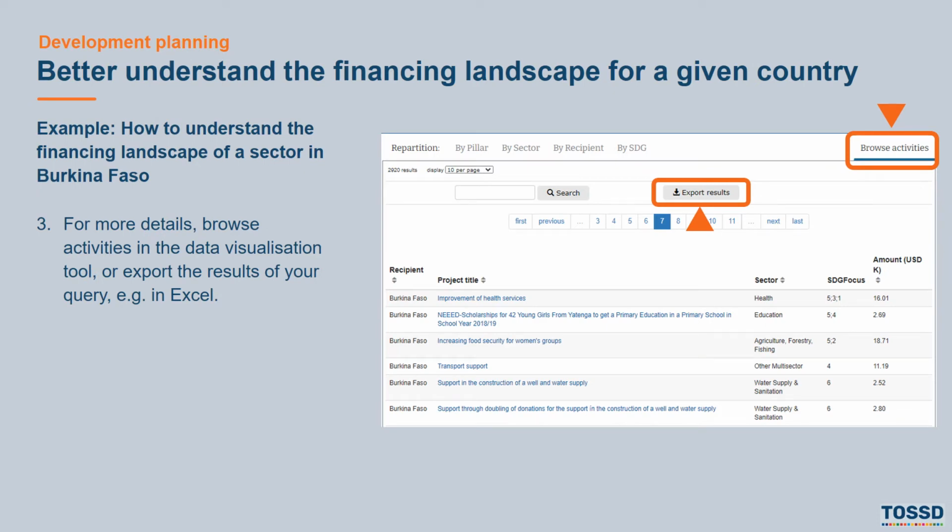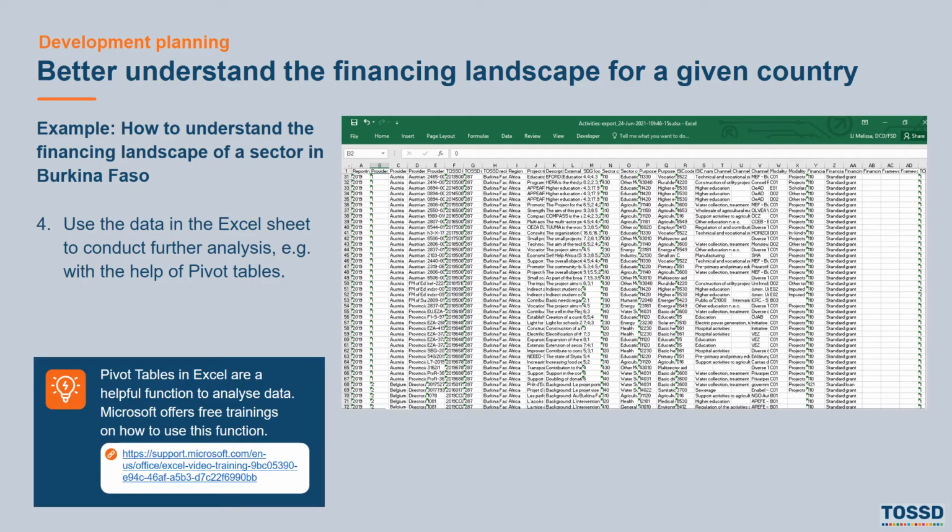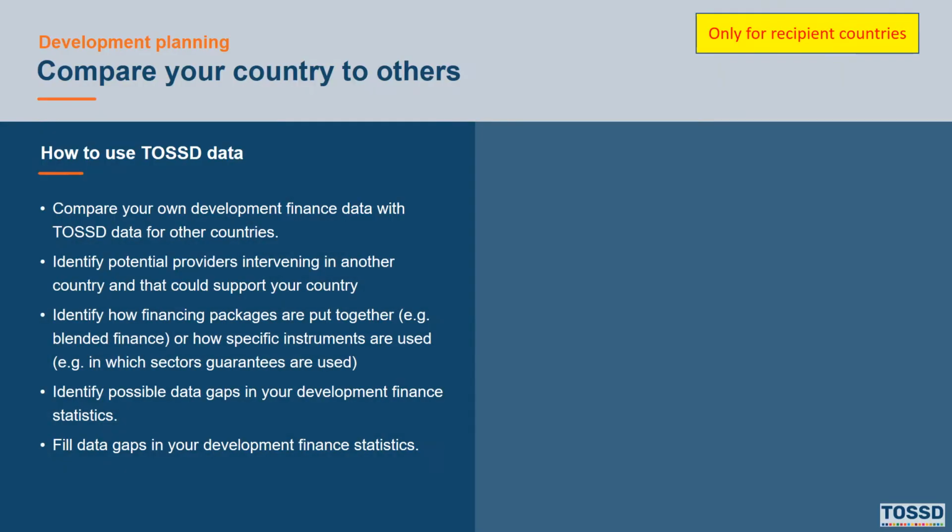For more details, it is possible to browse activities in the data visualization tool and then export these activities in Excel, for example. Once we have the data in Excel, it is possible to use it to make more in-depth analysis, for example, with the help of pivot tables.